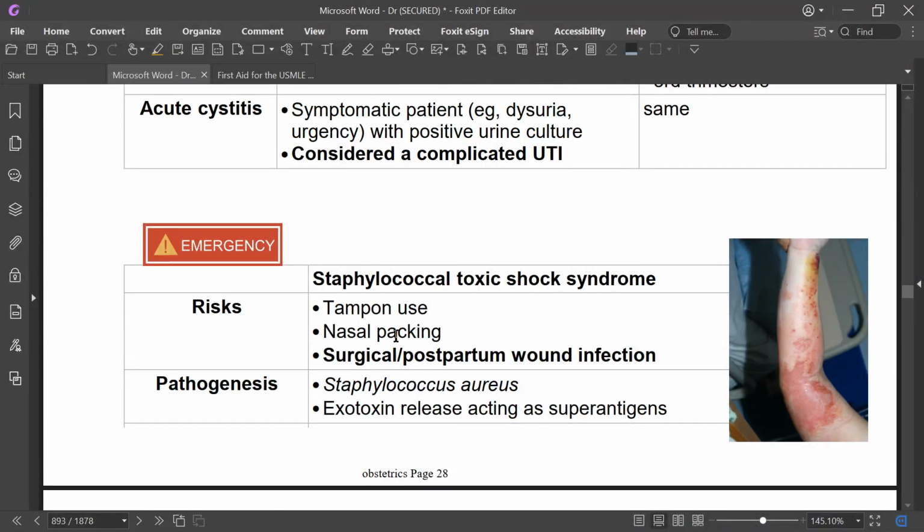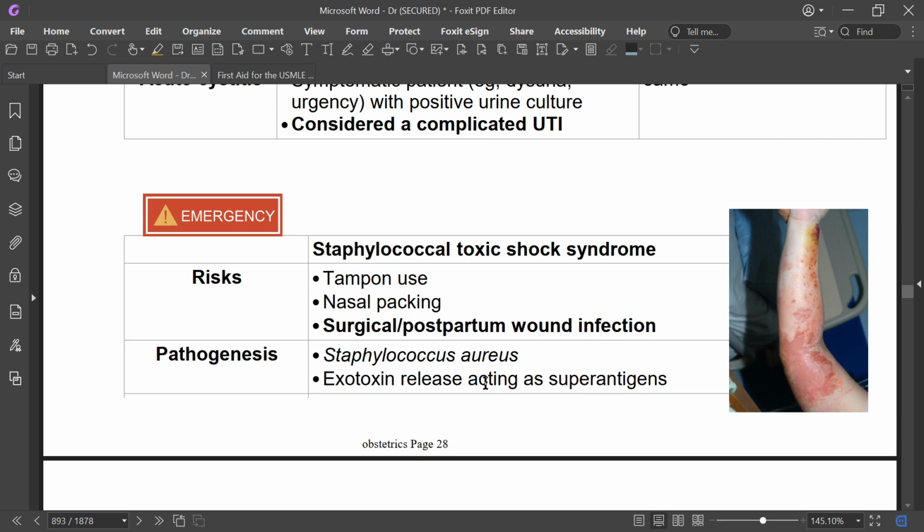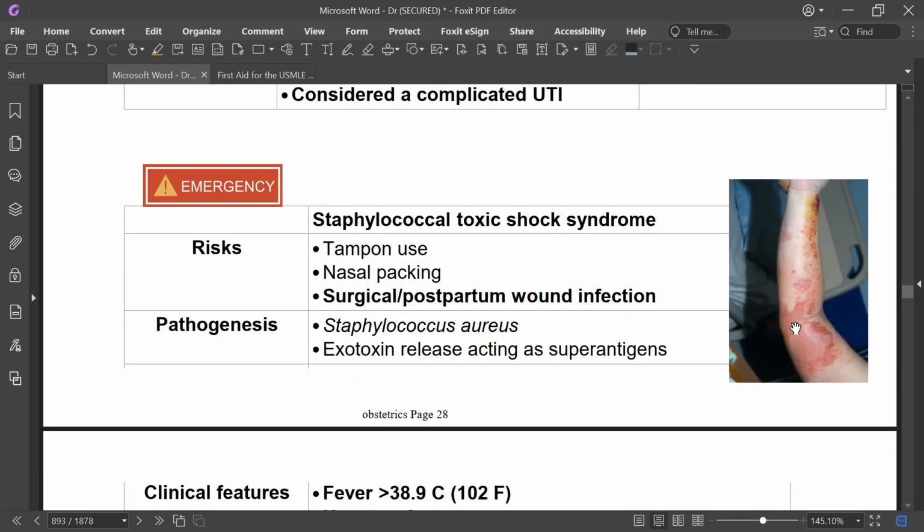Staphylococcal toxic shock syndrome. This is a picture of staphylococcal scalded skin syndrome. There may be tampon use, nasal packing, or surgical or postpartum wound infection. It is caused by Staph aureus, and exotoxins are released that act as superantigens.